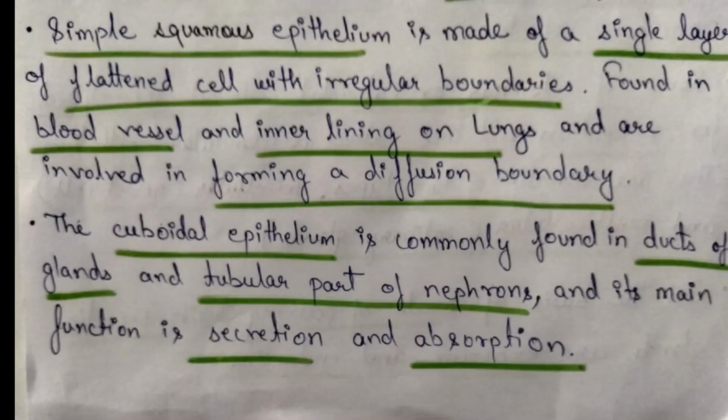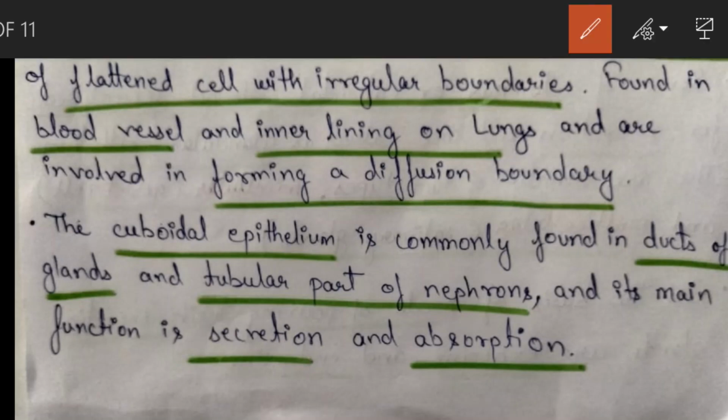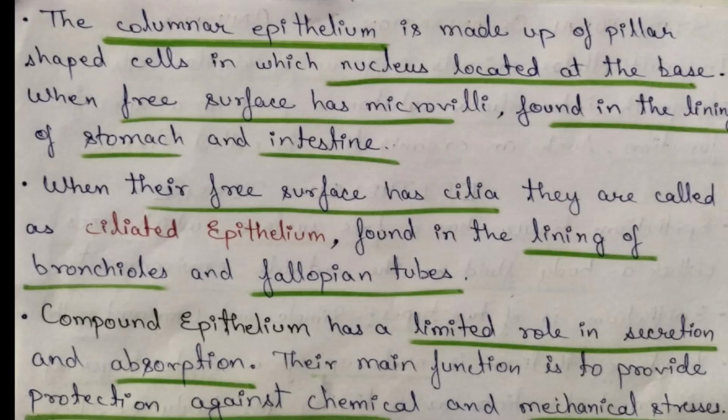Next we see simple squamous epithelium, which is made up of a single layer of flattened cells with irregular boundaries, found in blood vessels and the inner lining of lungs, and is involved in forming a diffusion boundary. So you will find simple squamous epithelium in blood vessels and the inner lining of lungs, and they form a diffusion boundary. Next we have cuboidal epithelium. It is found commonly in ducts of glands and the tubular part of nephron, and its main function is secretion and absorption.